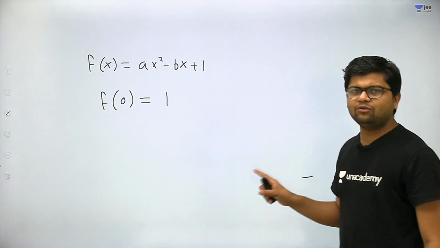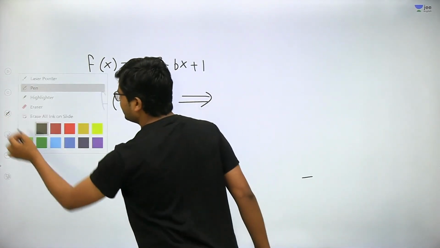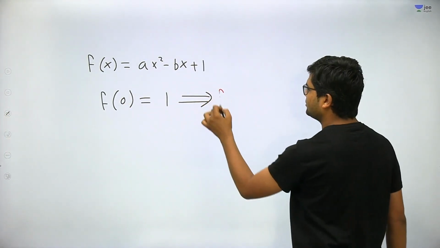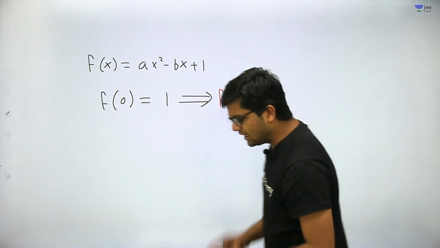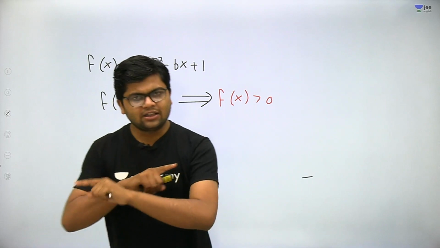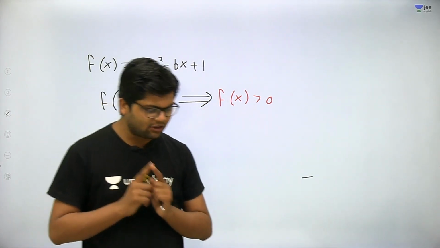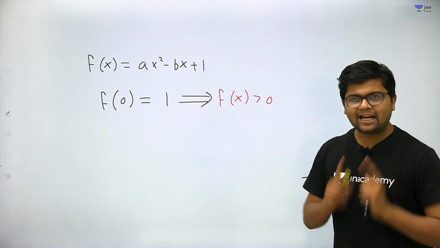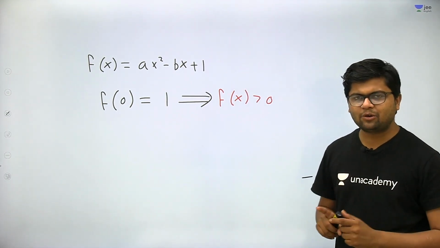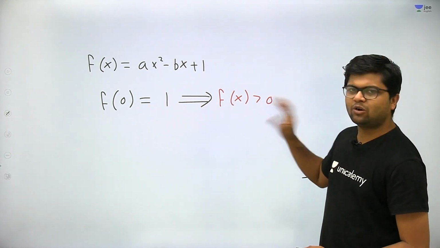So since f(0) is positive, it simply implies that f(x) will be positive, because f(x) has imaginary roots. Its sign will remain the same in the whole domain. If it is positive, then it will be positive in the whole domain, and if it is negative, then it will be negative in the whole domain. Getting my point? So if f(0) is 1, it simply implies f(x) is positive.